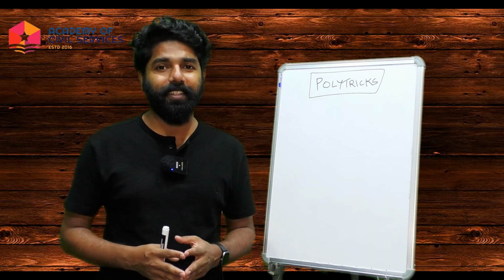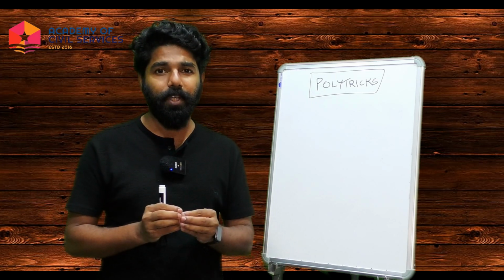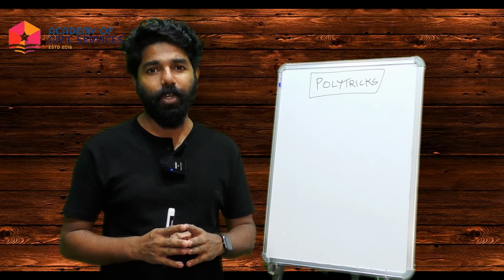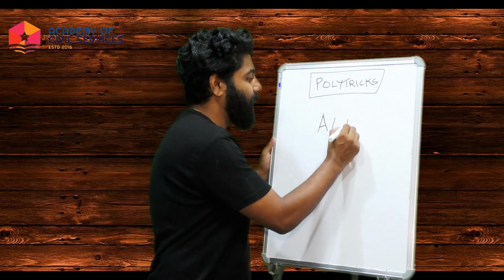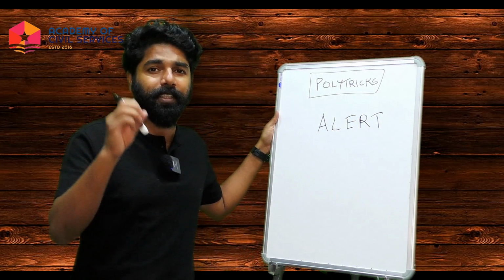For example, we can take the Uniform Civil Code law. You know that this particular topic was discussed in the news. So which article of the Indian Constitution deals with the Uniform Civil Code law? For remembering this kind of topic, we are using a technique called the ALERT technique. ALERT technique means we are using the alphabetic letter coding.